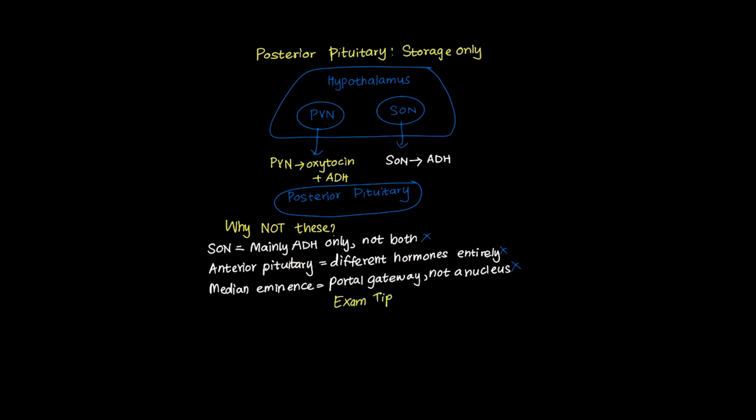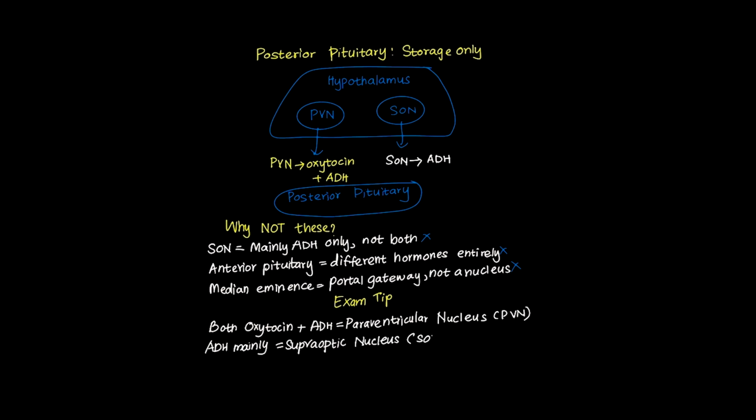Here's a WGU D312 OA exam tip for you. PVN makes both oxytocin and ADH. SON makes mainly ADH. If the question says both hormones, pick the paraventricular nucleus. Quick hook: PVN equals pair of hormones, oxytocin and ADH from the same nucleus.